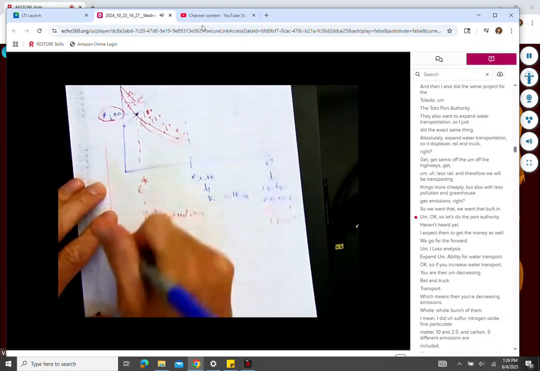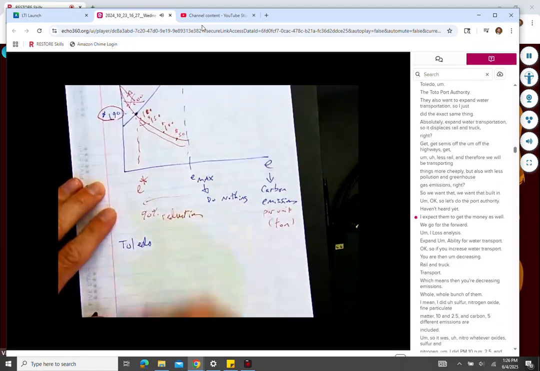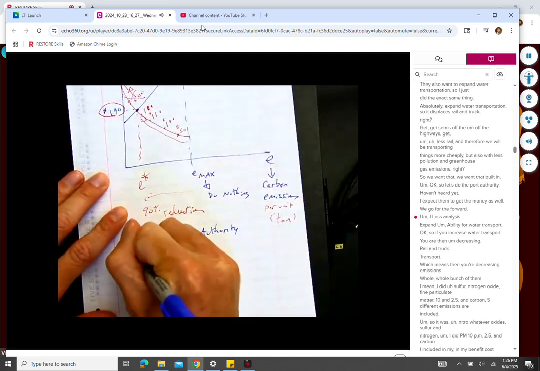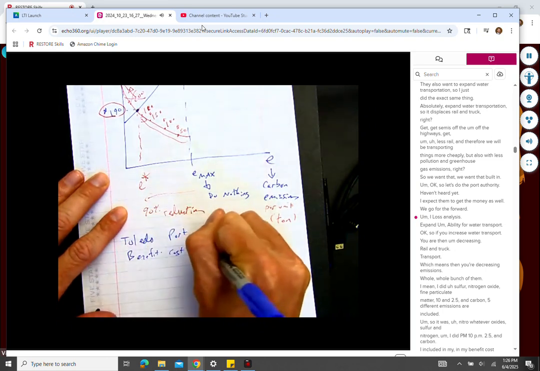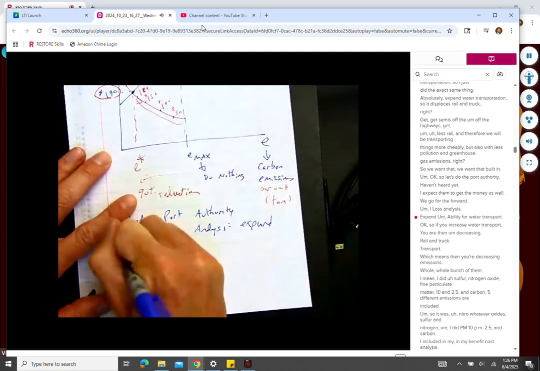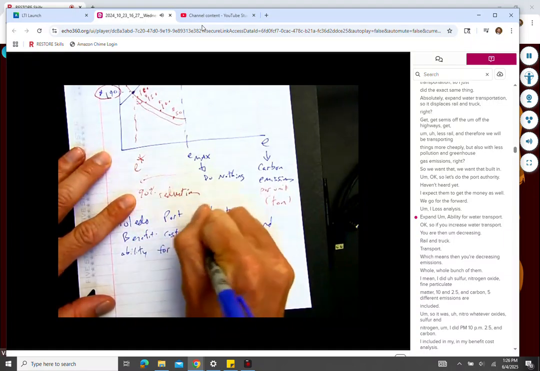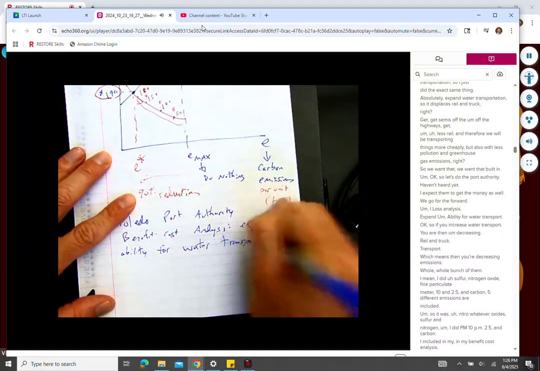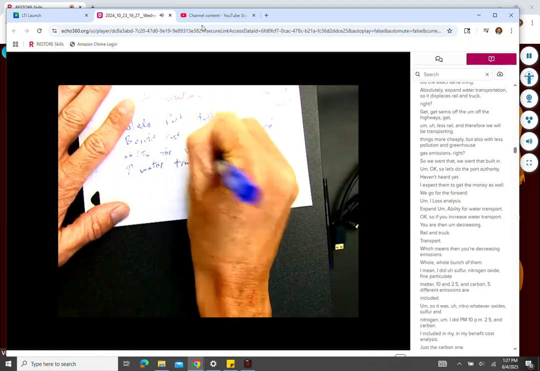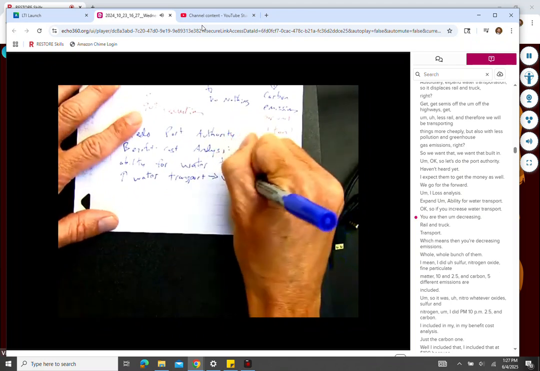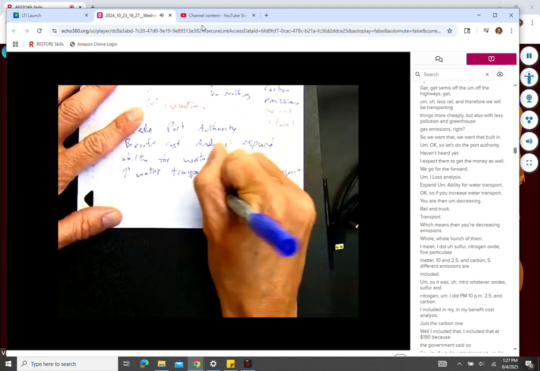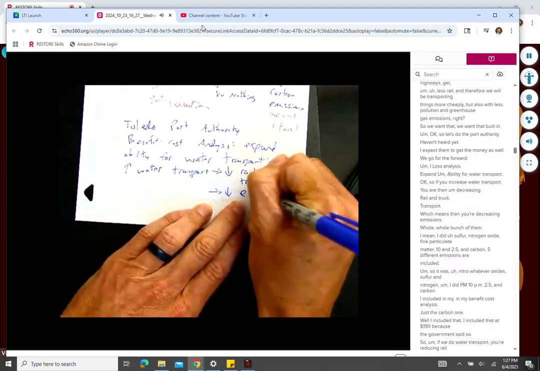Okay, so let's do the Toledo Port Authority. Haven't heard yet. I expect them to get the money as well. Toledo Port Authority, benefit cost analysis: expand ability for water transport. Okay, so if you increase water transport, you are then decreasing rail and truck transport, which means then you're decreasing emissions.